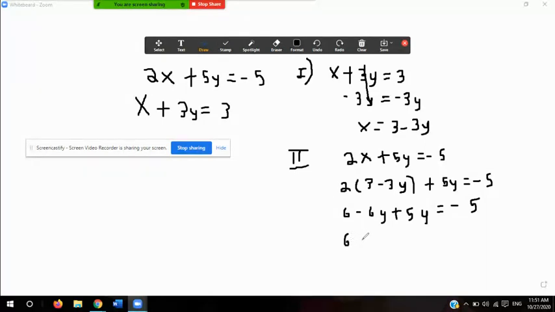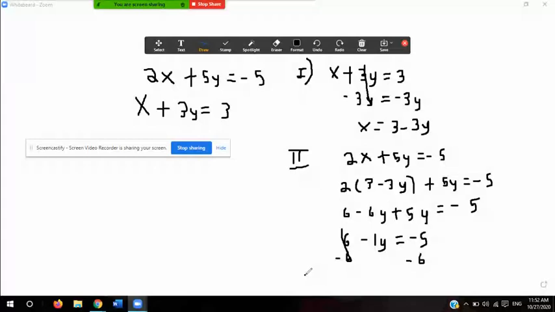And now I just move the 6 to the other side. So technically, since this 6 is positive, I subtract 6. I subtract 6 here as well, and this is going to cancel out, of course. That's going to leave me with negative 1y, and I'm going to write it down here. Negative 1y equals negative 5 minus 6, which would be negative 11.